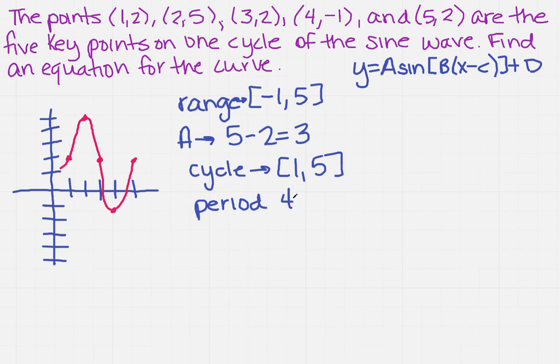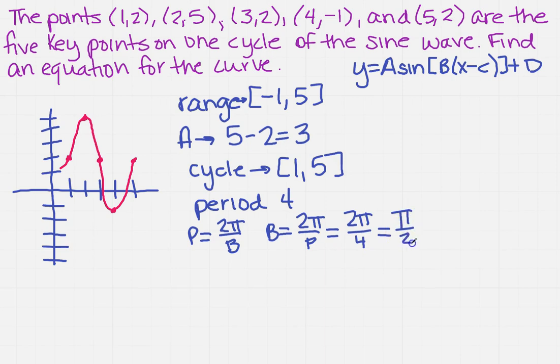Well, that's great, but I need b, right? So I know that P equals 2 pi over b. And if I solve this for b, I'm going to get b equals 2 pi over P. Well, I know the period, so 2 pi over 4 equals pi over 2. So now I have b. So I've got a and I've got b.